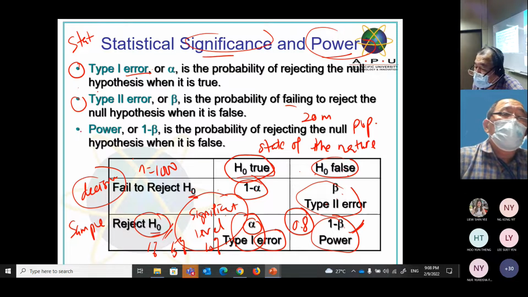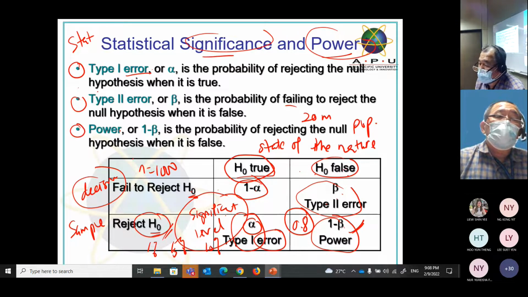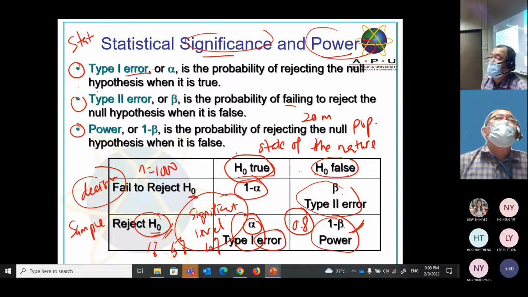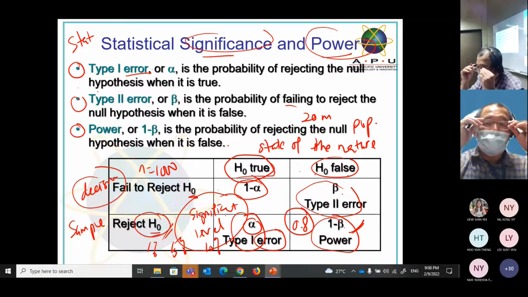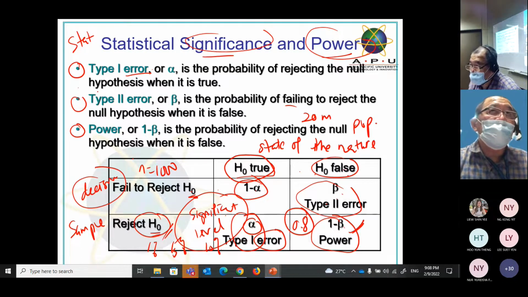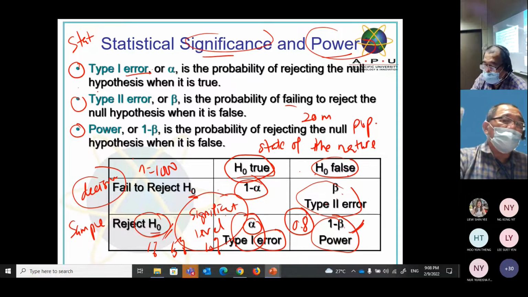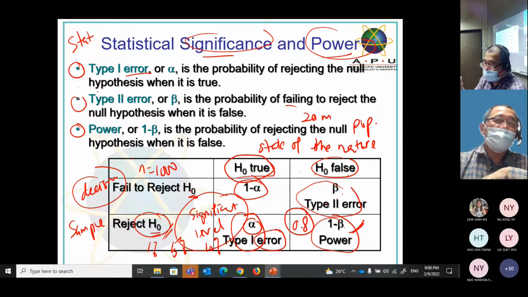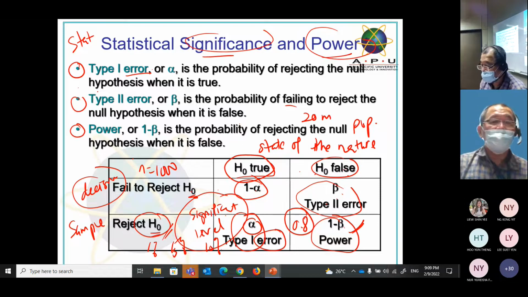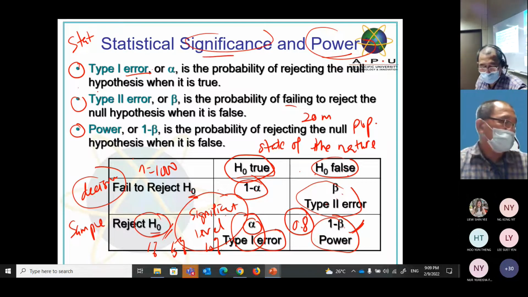So power is 1 minus beta. It's the probability of rejecting the null hypothesis when it's false. So the higher the better. Because the null is false, and we can reject it. Therefore, it's something very, very good. The null is something wrong, and you have evidence to say it's wrong. Therefore, it's good. Any questions, please?